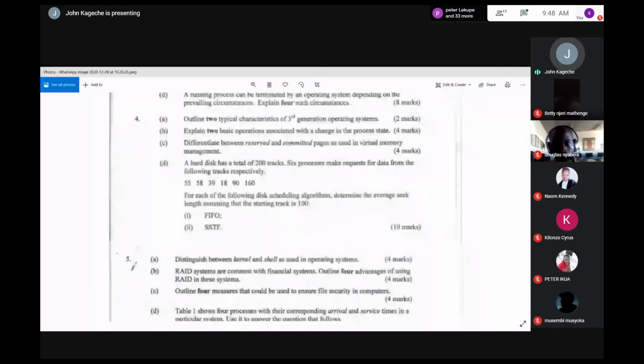So we can go to the next question. Distinguish between the kernel and shell. I think we did that, yeah? The other question is on B, what we were just doing the other day, RAID, common in financial systems. You remember this? Outline 4 advantages of using redundant array of independent disks. What are the benefits of implementing RAID in any organization?